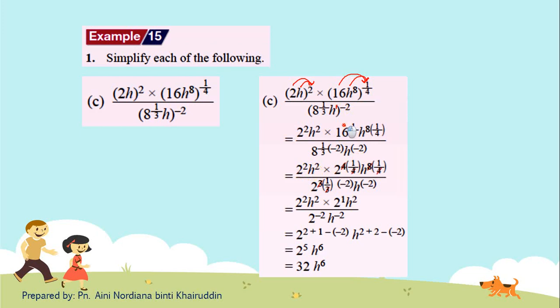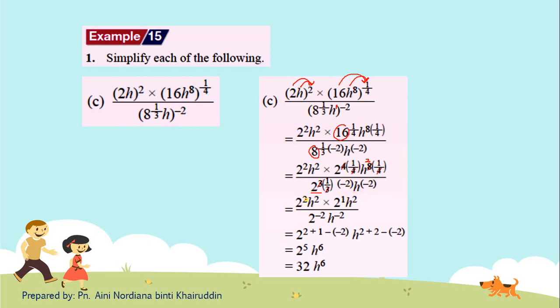Then 16 here changes to 2 to the power of 4 so that you can cancel out 4. h, 8 times 1 over 4, you also can cancel out. 8 here changes to 2 cube. 2 cube is equal to 8. So 3 times 1 over 3, you can cancel out 3. Negative 2 here belongs to this. h to the power of negative 2.